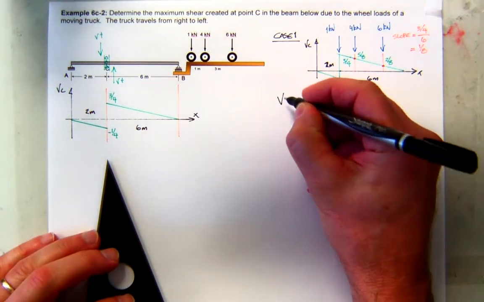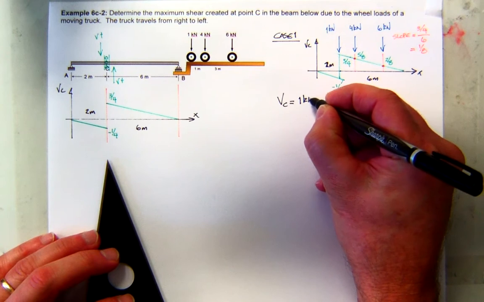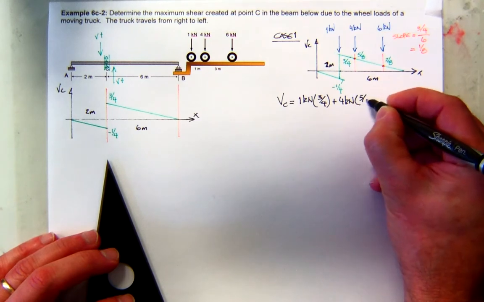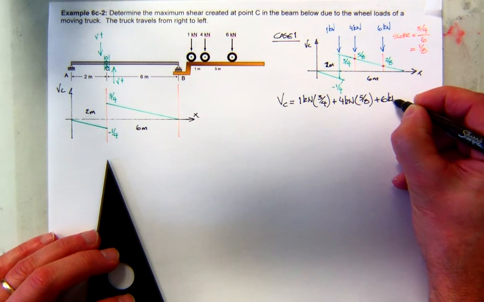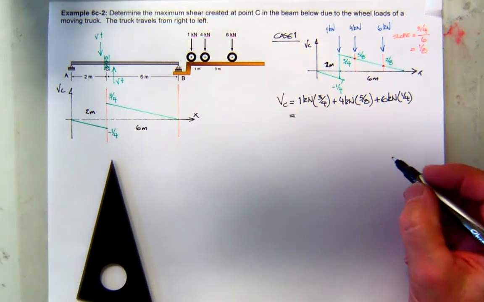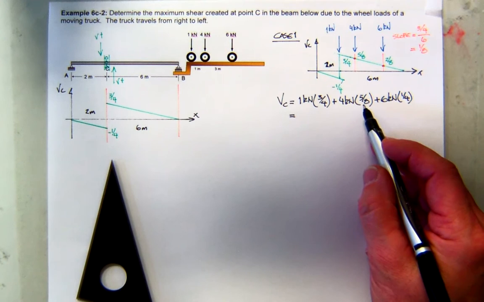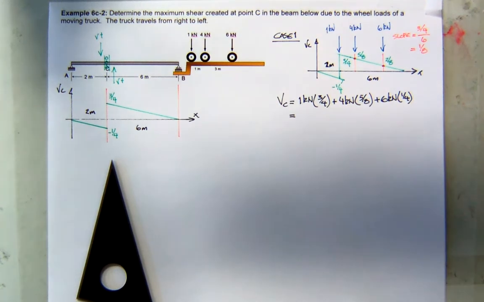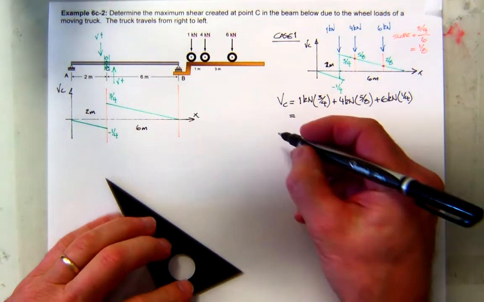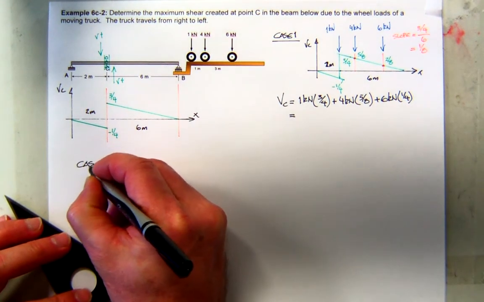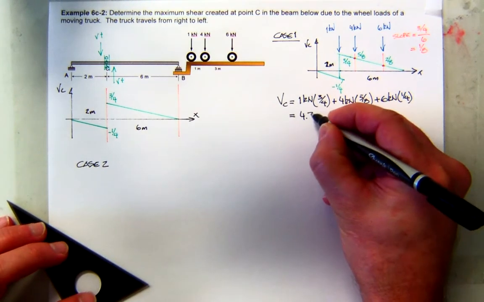So now I can calculate my shear at C. I'd have 1 kilonewton times 3/4 plus 4 kilonewtons times 5/8 plus 6 kilonewtons times 2/8, which is really 1/4. So that's 0.75, 2.5, and another 1.5. That's 4, and 4 and 6, 4.75. I'm guessing. I got 4.75. I'm a good guesser.